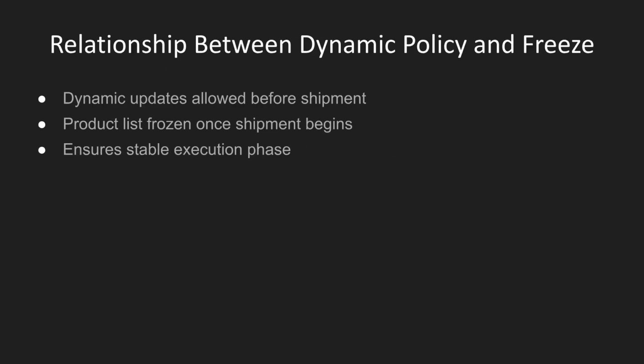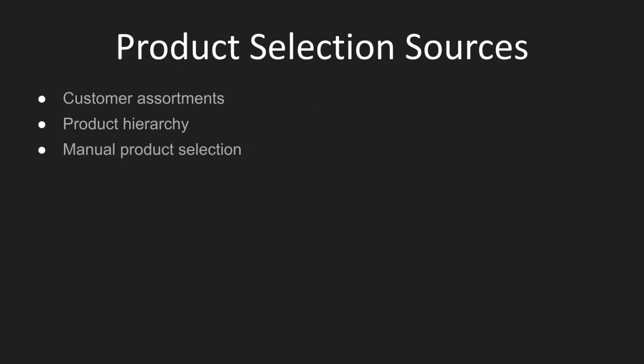Relationship between dynamic policy and freeze. Dynamic updates occur only before shipment. Once shipment begins, the promotion enters a stable execution phase. Product selection sources. Products may be selected from several sources: customer assortments, product hierarchy levels, or manual selection.